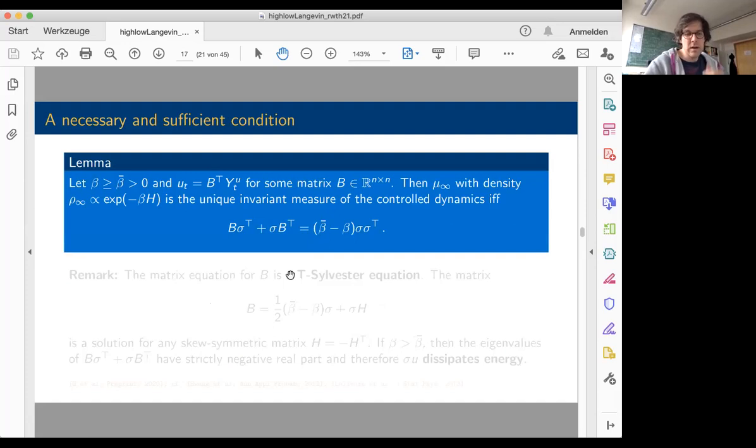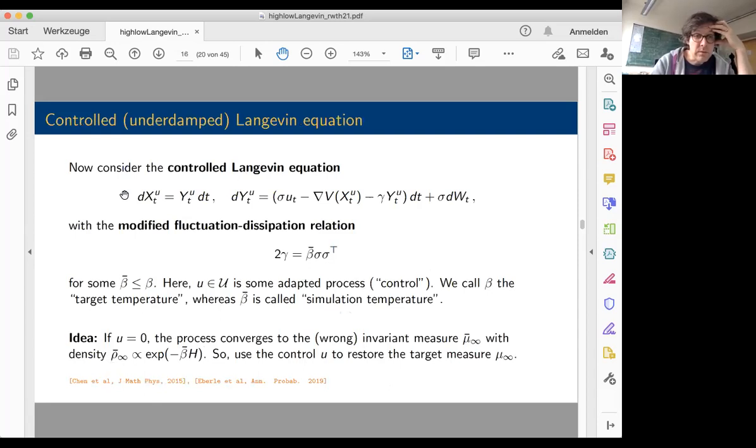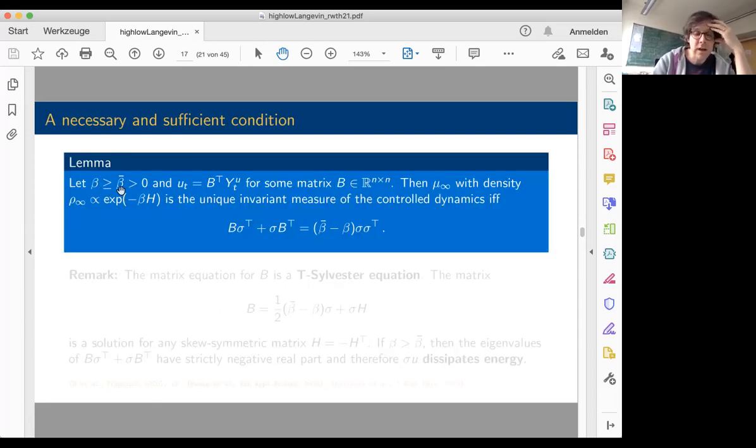And the following can be shown, and that's both a necessary and sufficient condition. So if we assume that our simulation temperature is higher than the target temperature, because this is 1 over temperature, and we make the ansatz for the control that the control is a linear forcing in my state variable y for some matrix B. Then the target measure mu infinity is the unique invariant measure if and only if this matrix B that appears in my control satisfies this matrix inequality.